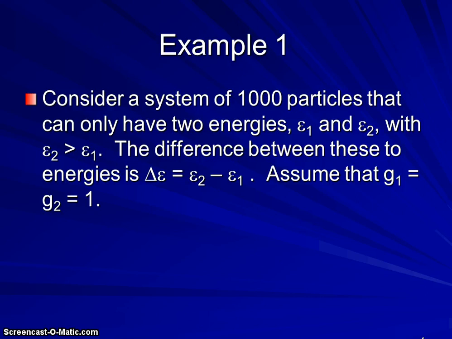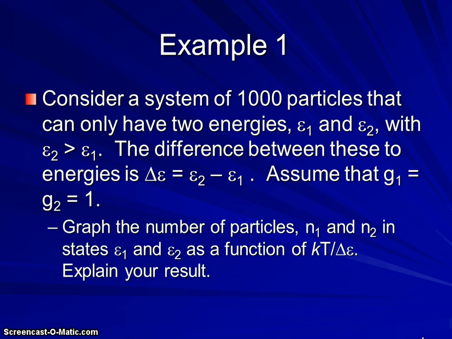Alright, so we want to talk about, in our example, 1,000 particles that could only have two different energies allowed for them. One we'll call energy 1 and one we'll call energy 2, and they have a difference between them that's known to be 1, and we'll assume that the degeneracy of the system, the number of ways that that energy can be held, are equal to one another. And so what we want to do in our example is graph the number of particles. I want you to try this one on your own, N1 and N2, that are in those states as a function of kT over difference in energy.